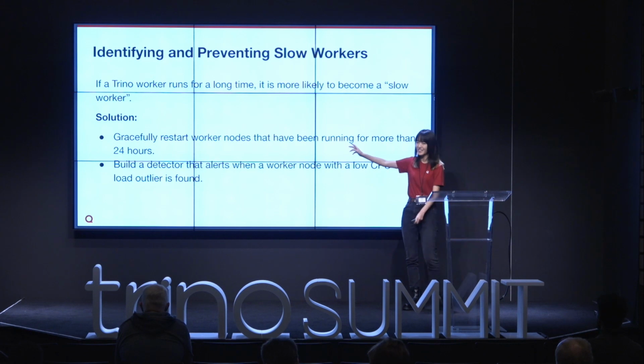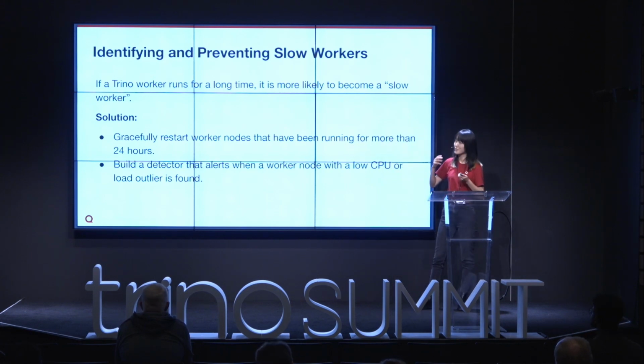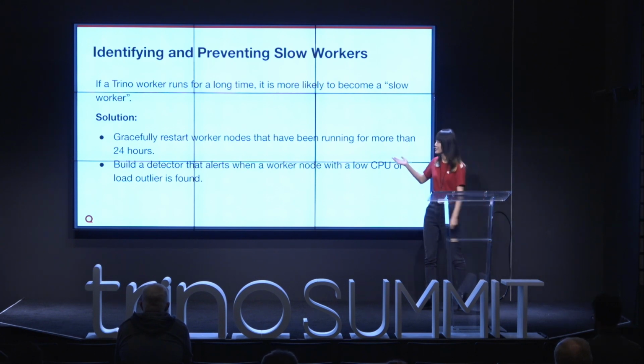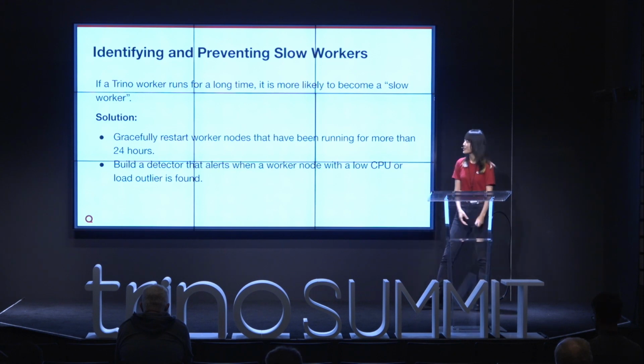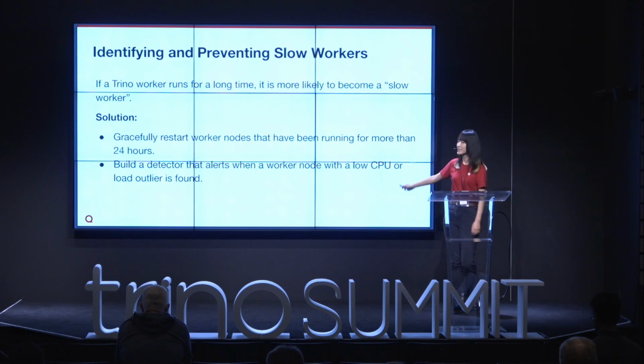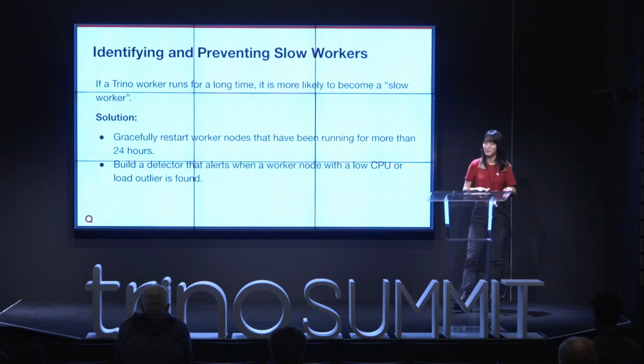The running time is not the root cause of the slowness, but since we observe this relationship, we found an easy solution, which is to gracefully restart workers that have been running for a long time. The workers that are being restarted are not necessarily the slow workers. We're doing this to prevent them from being slow, and it turned out to be really effective. After we enabled this, we got a lot fewer of those kinds of feedbacks from data scientists.